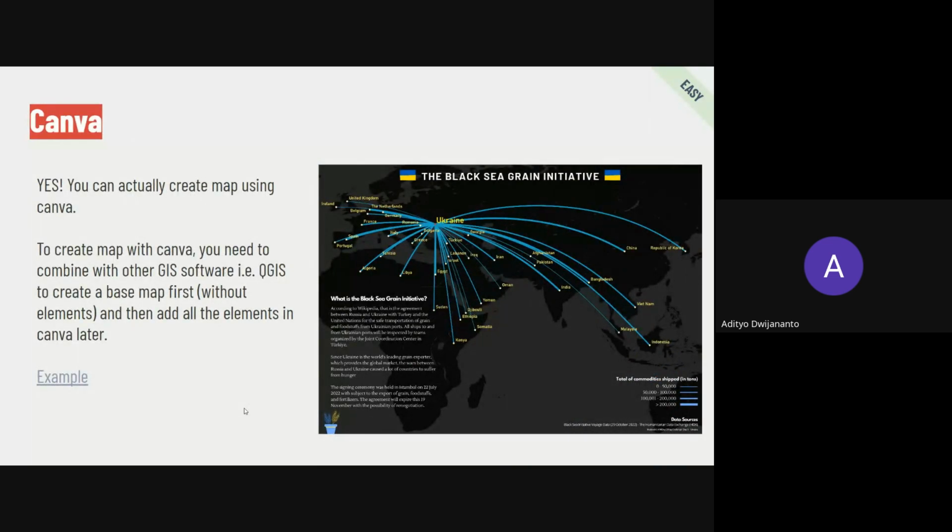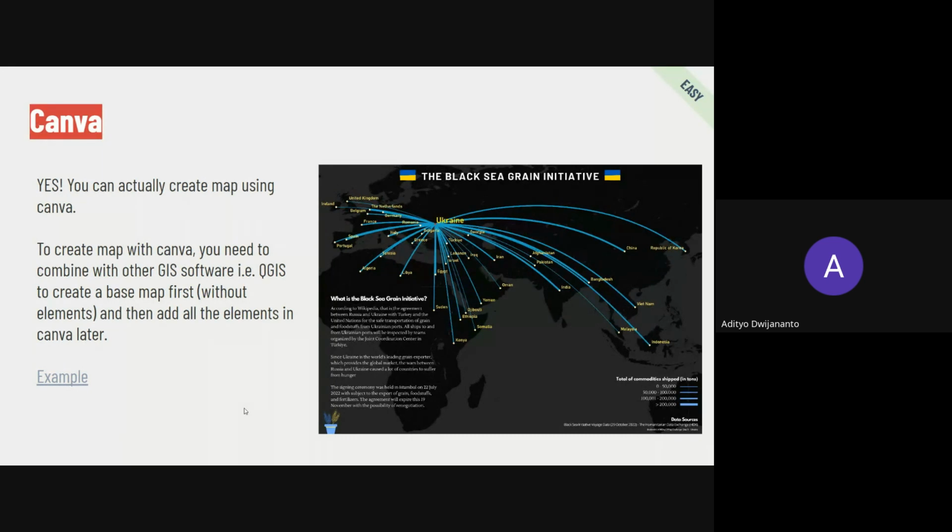And then we have Canva. I think most of you are already aware of Canva because you had a session a few weeks ago. And actually, you can create a map using Canva, but of course, you need to combine it with other GIS software. For example, the map on the right side is one that I created in Canva. It's a movement map about the Black Sea Grain Initiative and the Ukraine response. I created the movement map in QGIS, and for symbology and styling, I did it in Canva later. So you combine those two tools to create maps like this one.